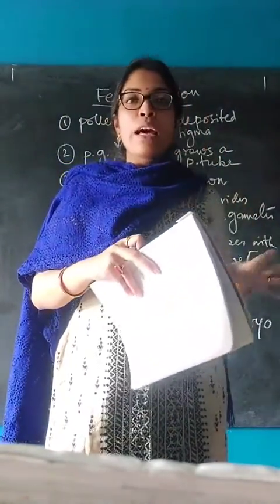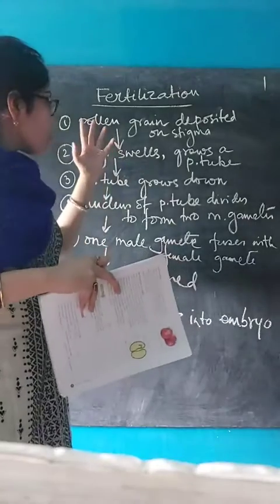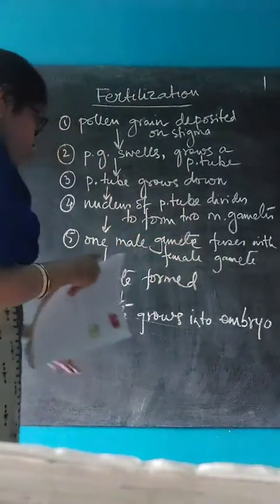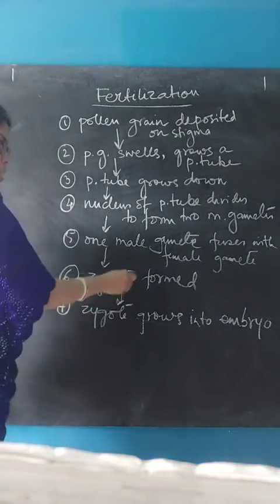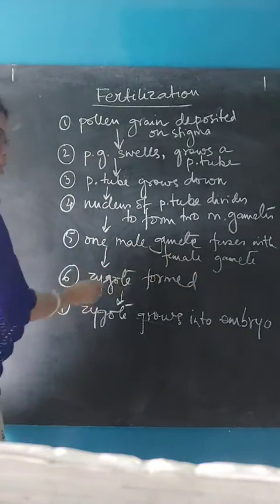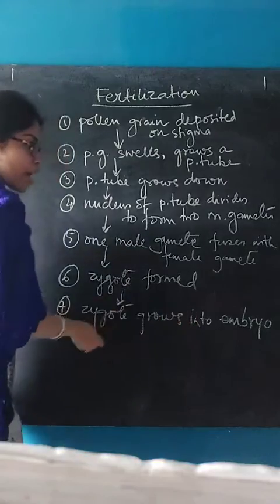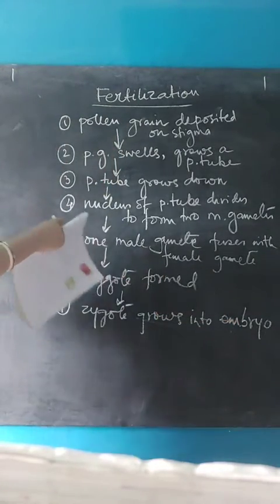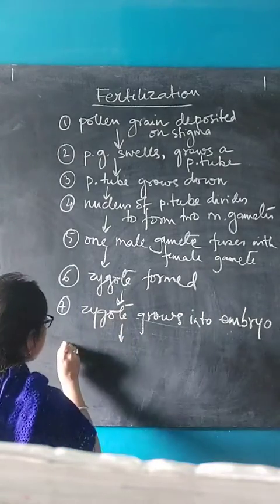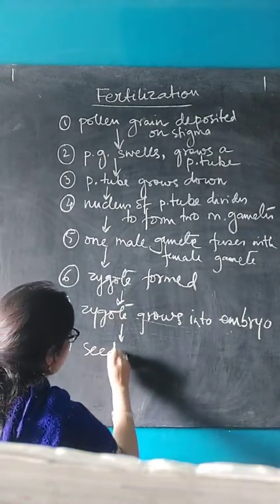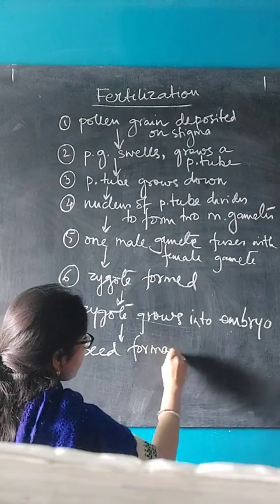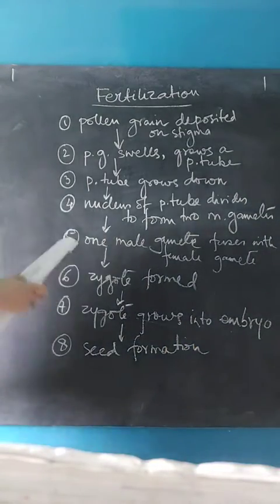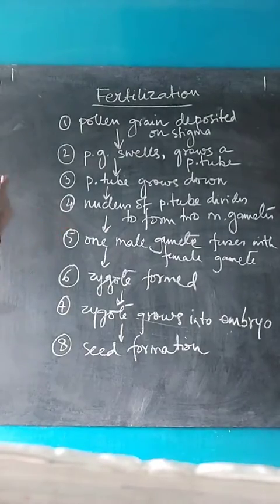So we all know that after fertilization, seed is formed and then fruits are formed. So obviously the zygote that is formed as a result of fertilization will undergo cell division and form an embryo, and that embryo will further develop and form a seed. Okay, seed formation. So this is basically the process of fertilization.